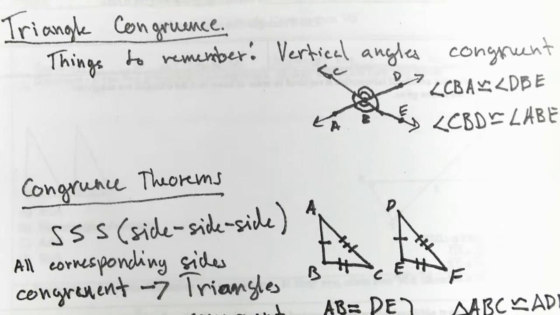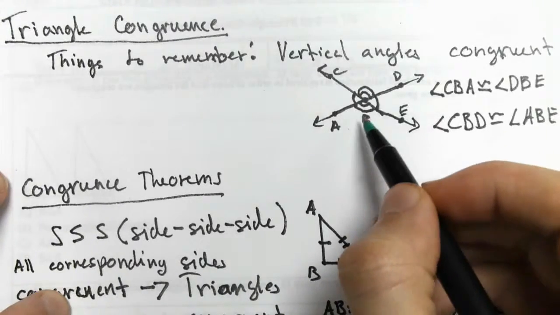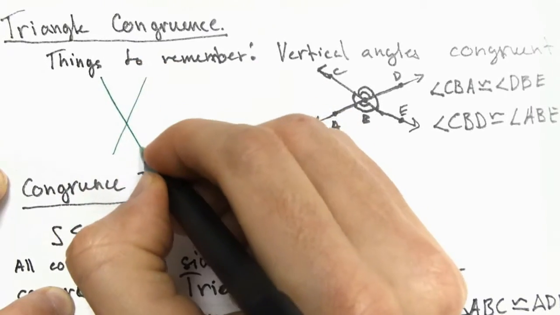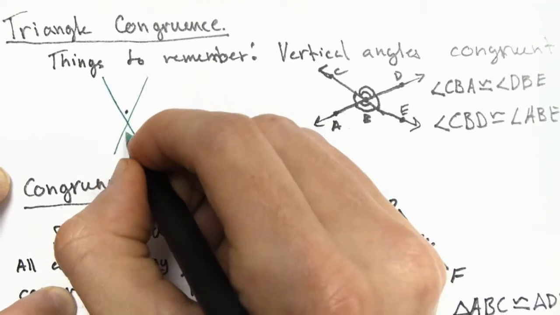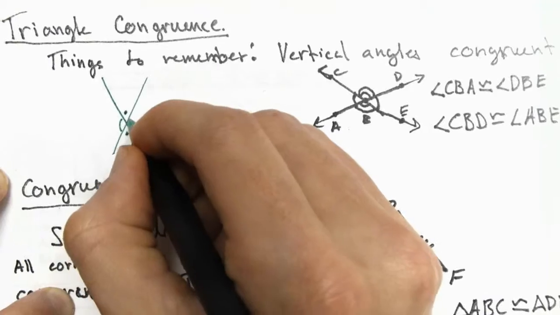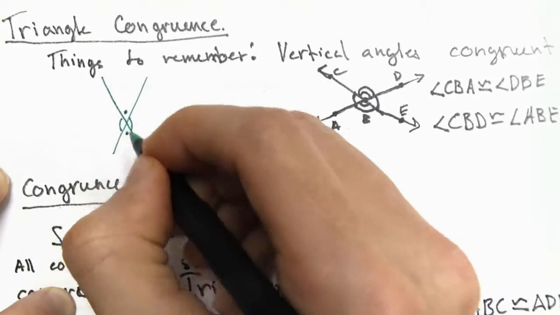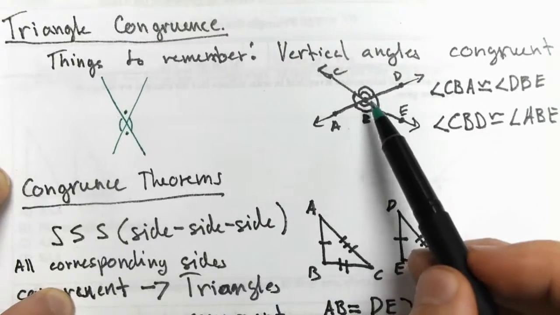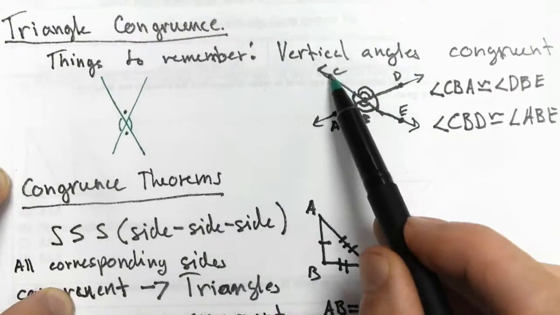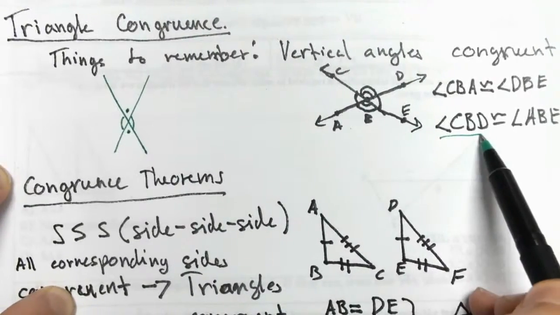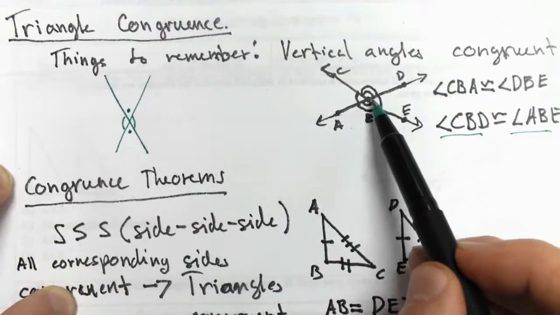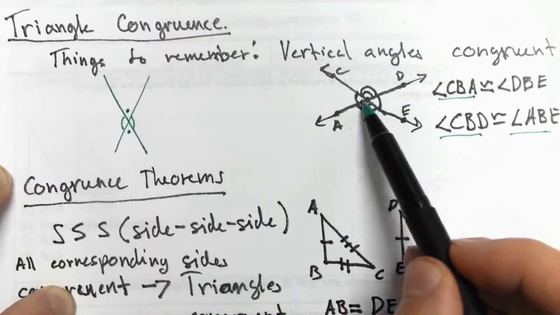First thing I want to just remind everybody about is vertical angles. Vertical angles are when I have two lines that are intersecting, the angles that are opposite one another, like these two and these two, those are called vertical angles. Vertical angles are always congruent. So if this is point B, then angle CBD is congruent to angle ABE, and CBA is congruent to DBE.